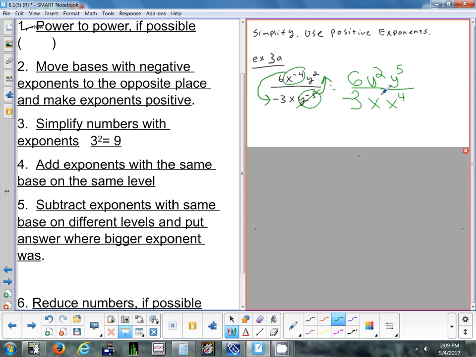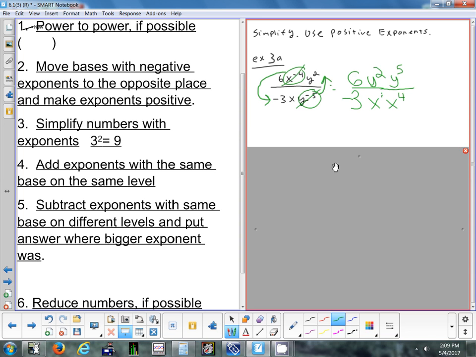So I have my x and my x to the 4th. All right? Because I have x to the negative 4 on the top, and I'm going to move it to the bottom. And if you guys want to, when you move stuff, if you want to cross it out so you know you moved it, that's fine too. If you want to circle and draw arrows to show that you're moving it, you can do that too. All right, cool. Number 3 says simplify numbers with exponents.